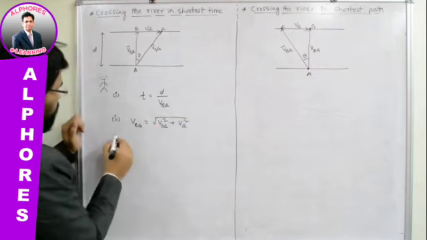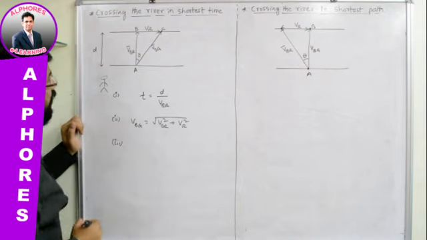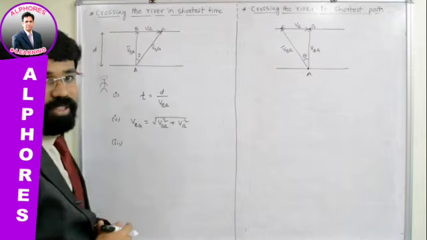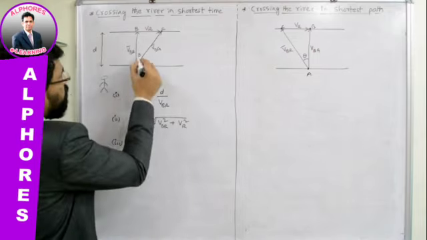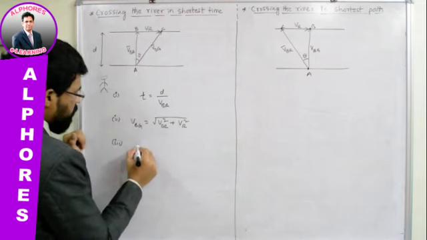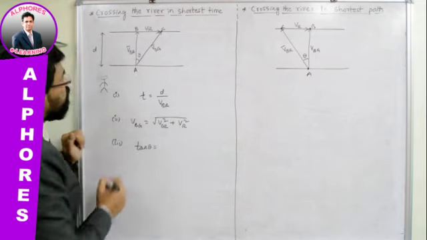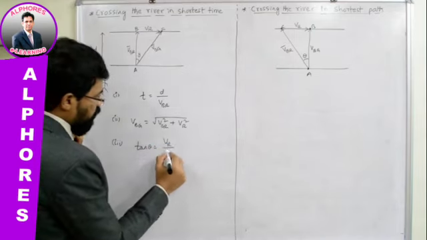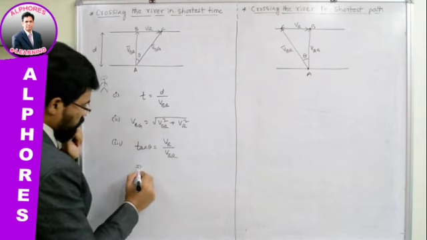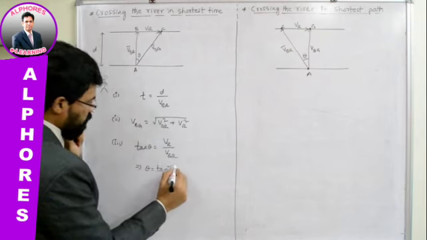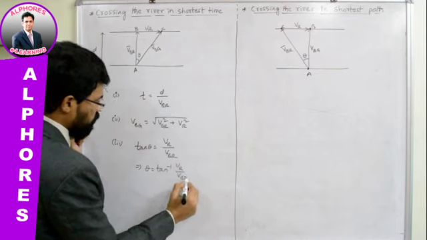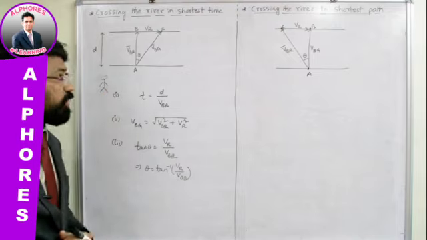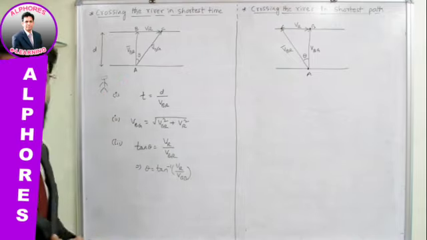The next one is the angle made by the resultant path of the boat with the normal of the river flow. With this normal, how much angle is it making? Theta. So let us try to find out that angle. What is tan theta from the figure? The opposite side is VR and the adjacent side is VBR. So tan theta is equal to VR by VBR, which implies theta is equal to tan inverse of VR by VBR. That's how you can find the angle made by the resultant path of the boat with the normal drawn between the banks of the river.